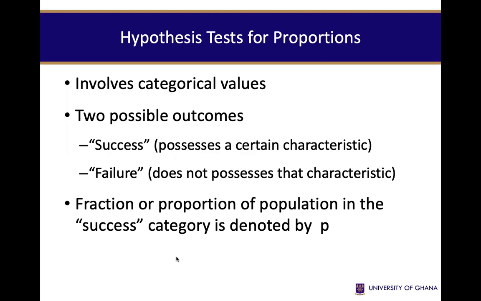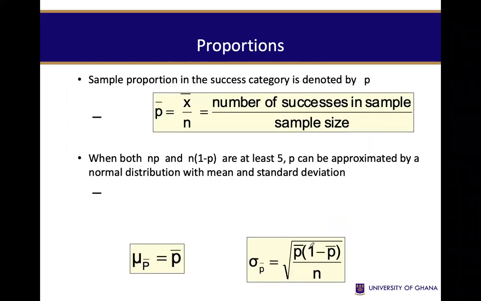So hypothesis testing for proportions still involves categorical values. There are still two possible outcomes, either a success or a failure. And we are interested in the fraction of the population in the success category. Basically, what we are interested in is the proportion, the portion of the population that has a certain specified attribute. So if someone just says that the unemployment rate is 20% or is 30%, that person might have used a sample to determine this unemployment rate, and that person has to test that. Okay, so that is what we are interested in testing.